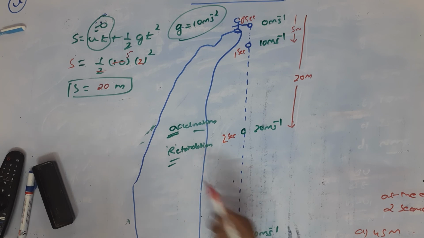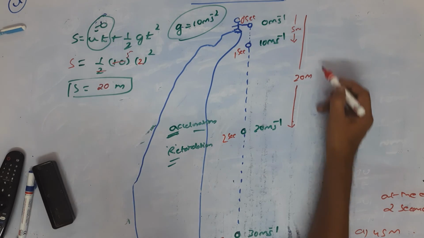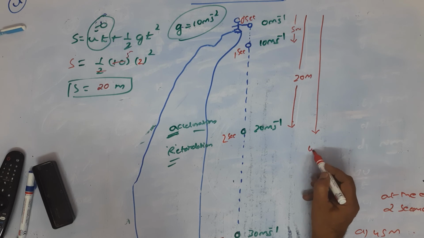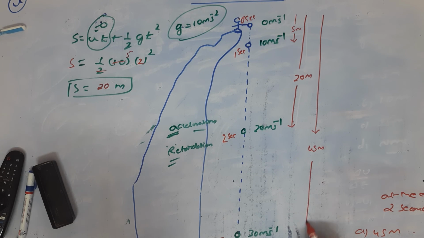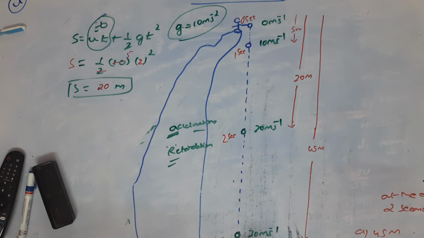The distance traveled, look here, take this one. 3 square is 9, 9 fives are 45 meter. This is 45 meter. Now can you tell me, yeah, very good, right. A is the right option. Good. You are with me now.